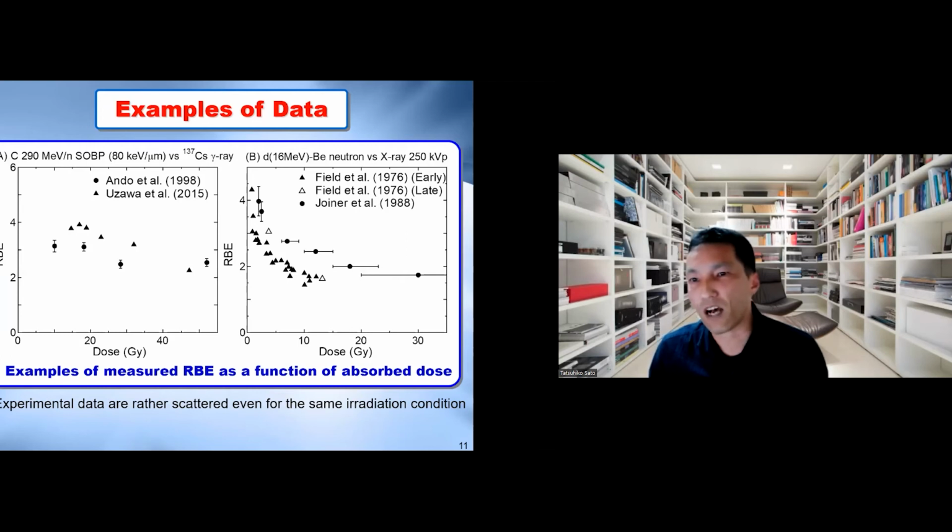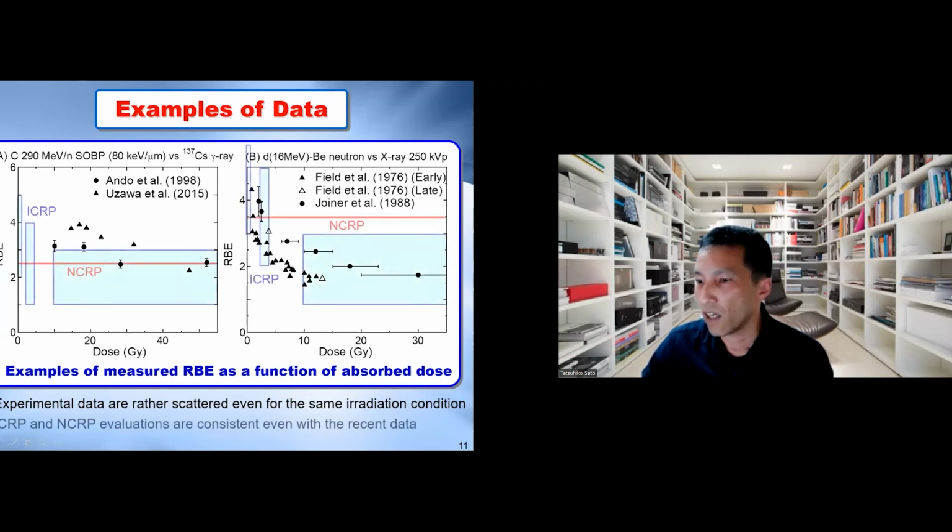So here is an example of the measured RBE as a function of absorbed dose. This graph is for carbon ion 290 MeV per nucleon SOBP against cesium gamma rays, and this graph is for 16 MeV deuteron-beryllium neutron against 250 kV X-ray. Experimental data are rather scattered even for the same radiation conditions. And if I put the evaluated values of ICRP and NCRP, the ICRP and NCRP evaluations are rather consistent even with the recent data.